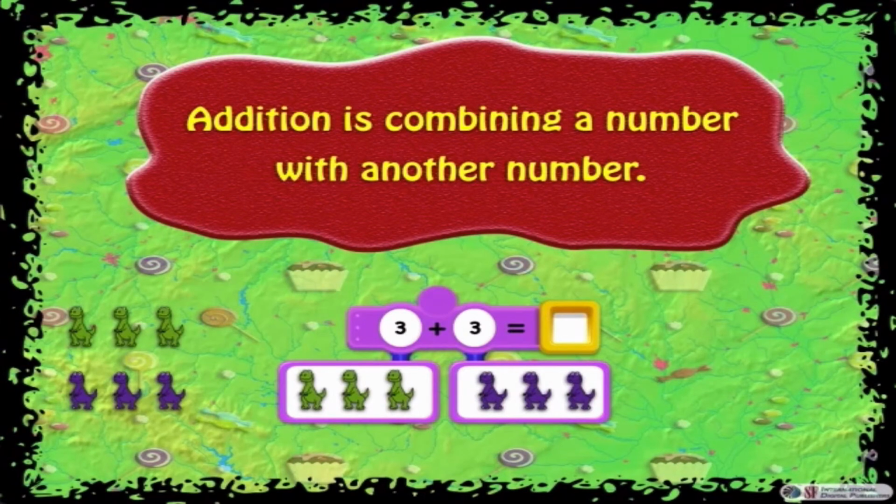Now let's count them. 1, 2, 3, 4, 5, and finally 6 dinosaurs. You can see, when we combine 3 green dinosaurs and 3 purple dinosaurs, it becomes 6 dinosaurs. Or 3 plus 3 equals 6.